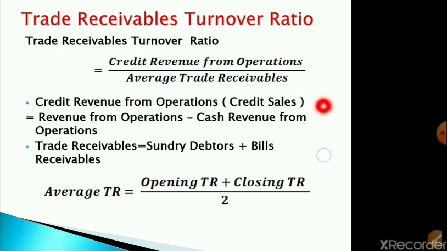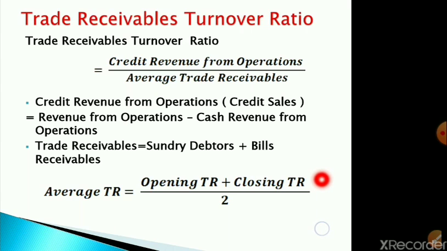Now, how to find the amount of credit sales? That is from the total sales if I deduct the cash sales. Also, we can write it as revenue from operations, that is sales, minus cash revenue from operations, that is cash sales. Now, when we talk about the sundry debtors, here we are not going to exclude the provision for doubtful debt. That means in the trade receivables turnover ratio, our sundry debtors will be inclusive of the provision for doubtful debt, unlike we used to do it in the current ratio.